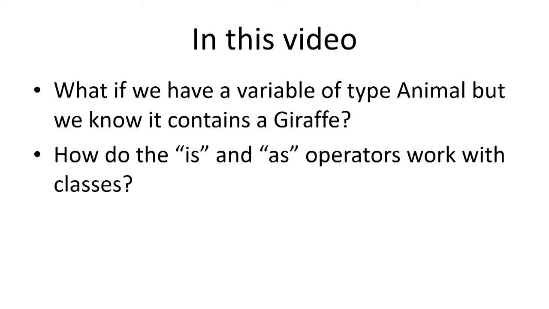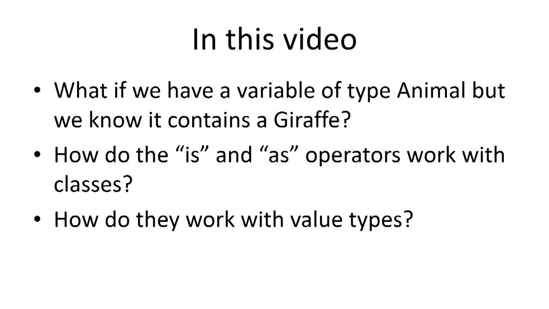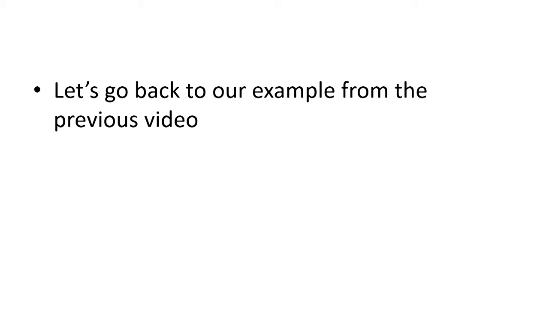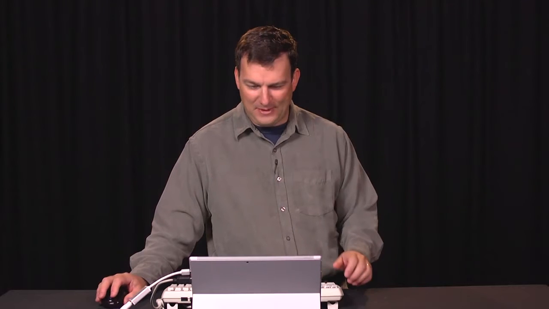So there are operators in C# that can do that for us. They are called the is and as operators. We're going to talk about how they work with classes, and also we're going to talk about how they work with value types and with nullable value types. So let's get right into it. I'm going to go back to the example that we had in the previous video. So we'll start up Visual Studio here.